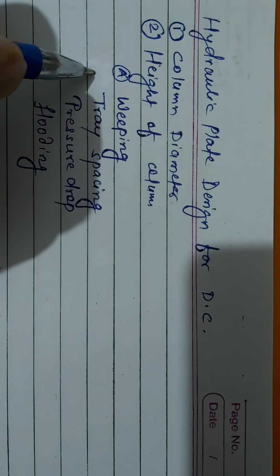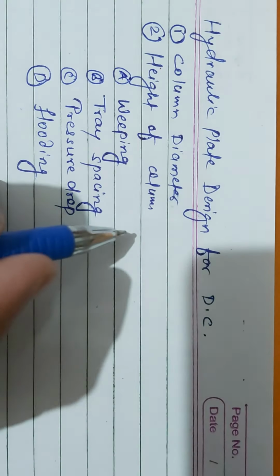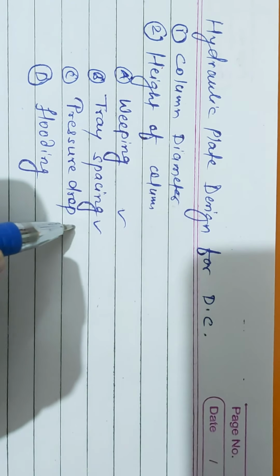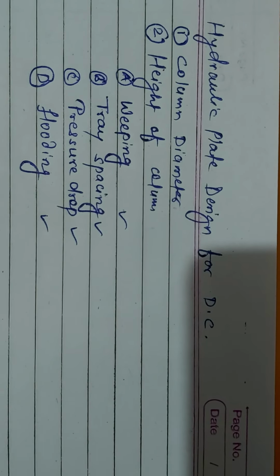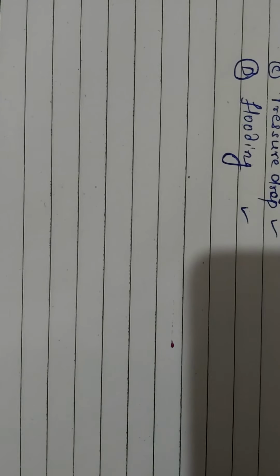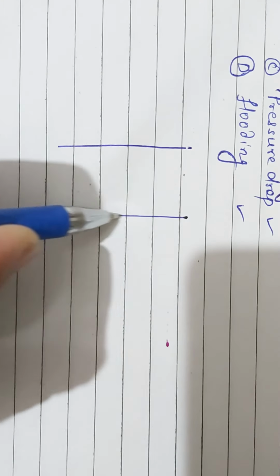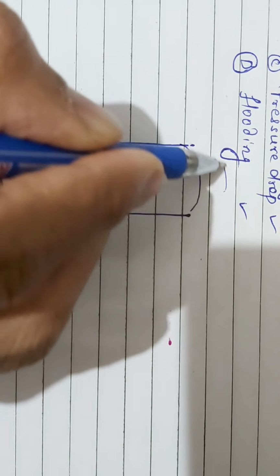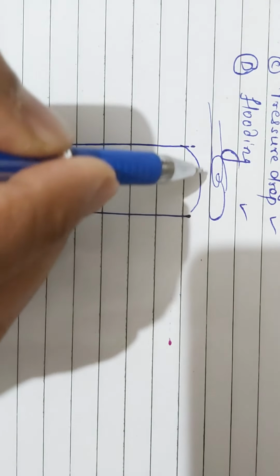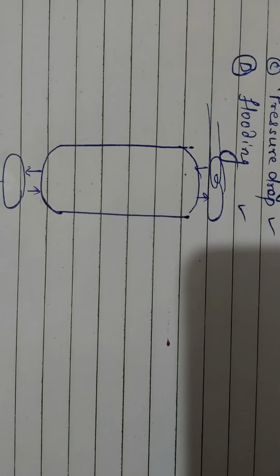So these four are the different criteria to find out, and if all four are okay, then we say our design is appropriate. Now to start with, we start with a distillation column. This is a typical distillation column. There is a condenser on top, a reboiler at the bottom.